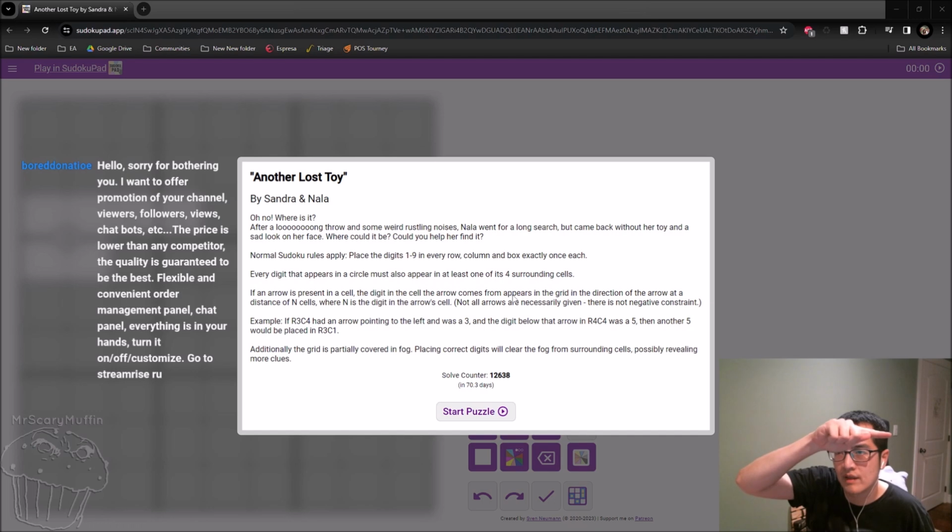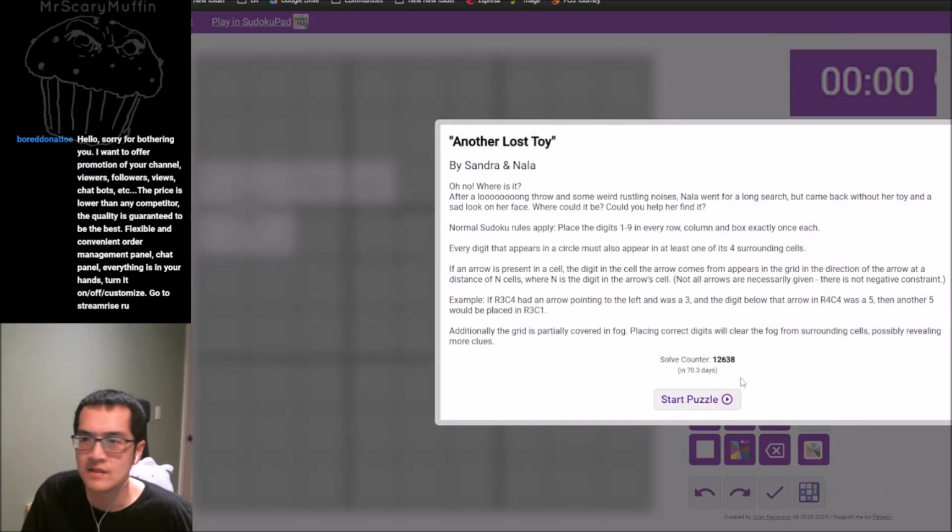Okay, so there's going to be an arrow source, and that digit is going to show up along the arrow, n, or sorry, n spaces away. Okay, we'll figure this out. We'll figure this out. And then we got fog, of course. Okay, just those two. Let's get started.